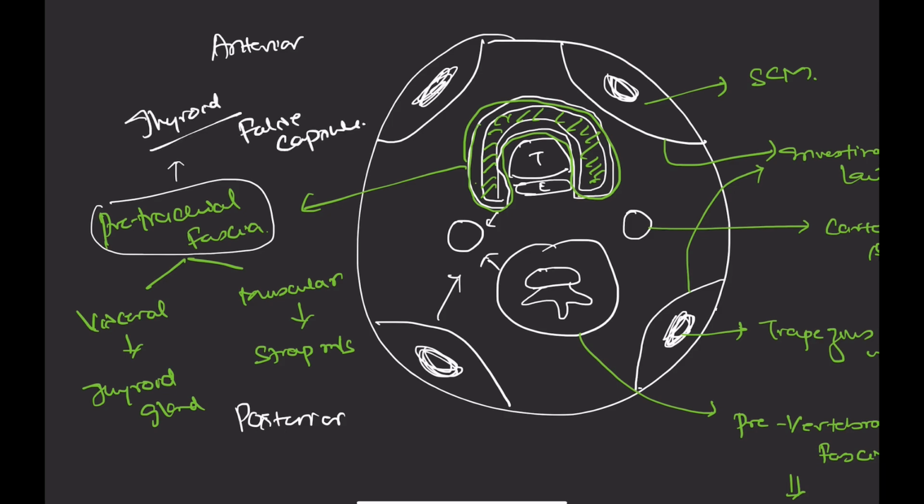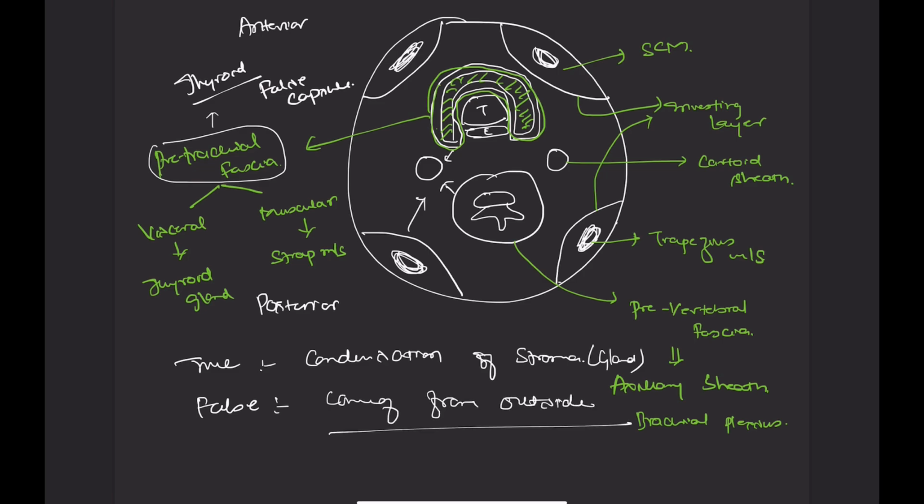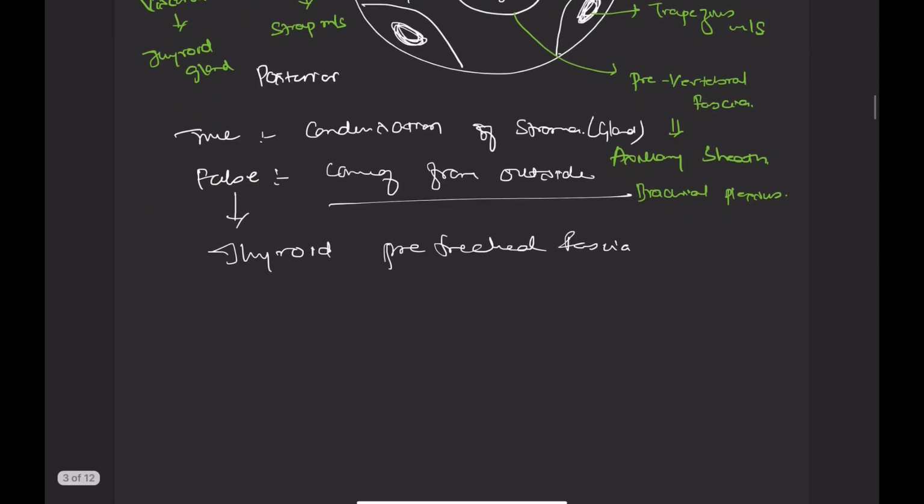So remember the difference between the true capsule and the false capsule. What is the true capsule and the false capsule? The true capsule is a condensation of what? It is a condensation of stroma, the gland's own stroma. False capsule comes from the outside. So it is the outside stroma or fascia, like the pretracheal fascia. In the case of thyroid, it is the pretracheal fascia, and in the case of prostate, it comes from the pelvic fascia.